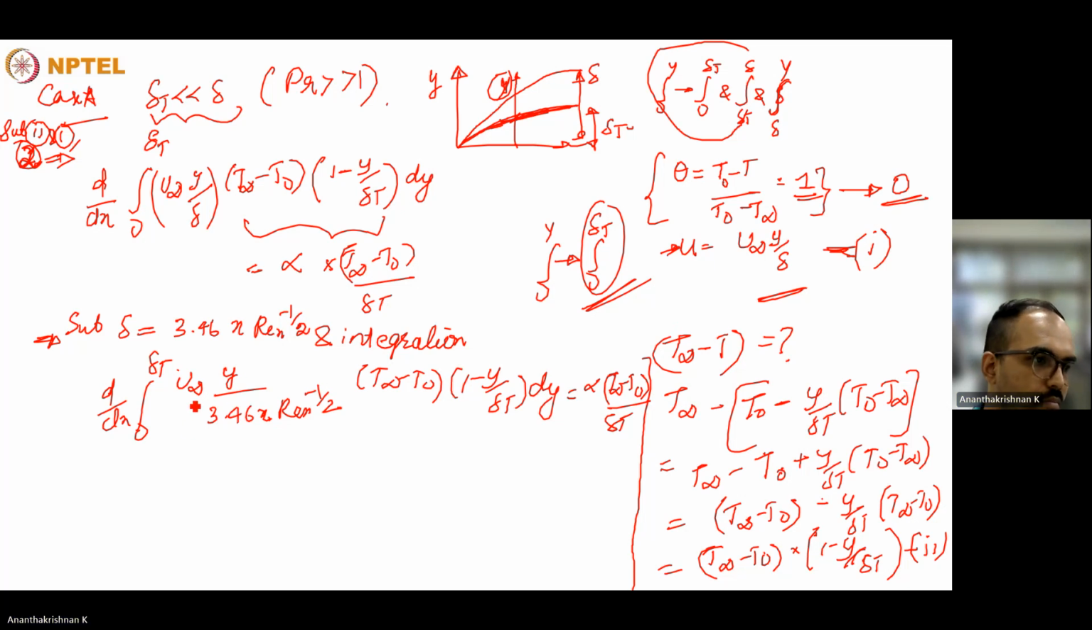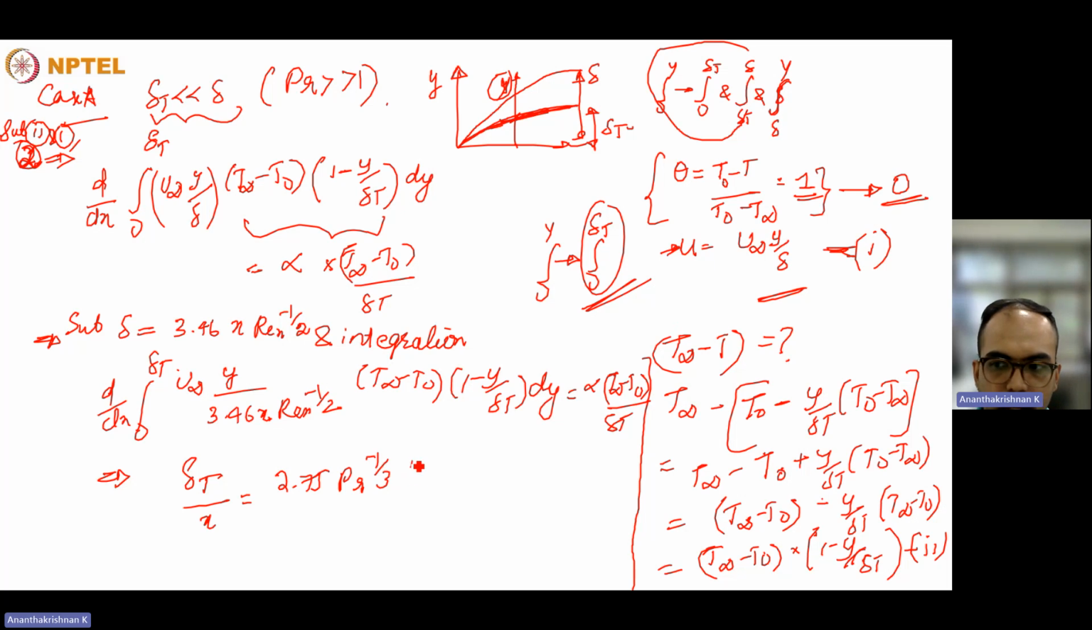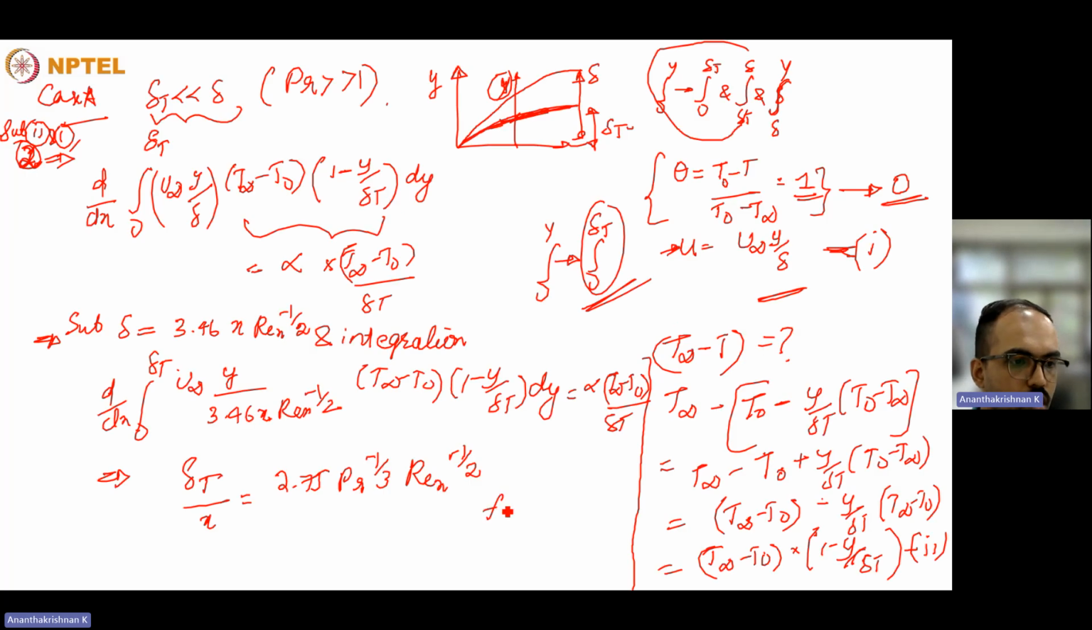integral, and both the sides can be integrated with respect to x. After integrating with respect to delta t, you get it in the form of delta t divided by x. The final solution will be delta t divided by x is equal to 2.75 Prandtl number raised to minus 1 by 3 and a Reynolds number raised to minus 1 by 2. So that will be the form for the case of Prandtl number very much greater than one.